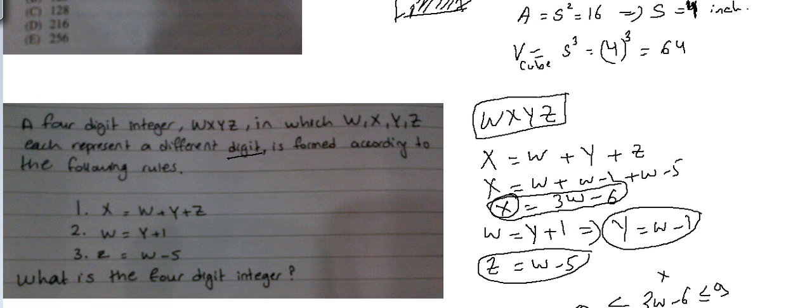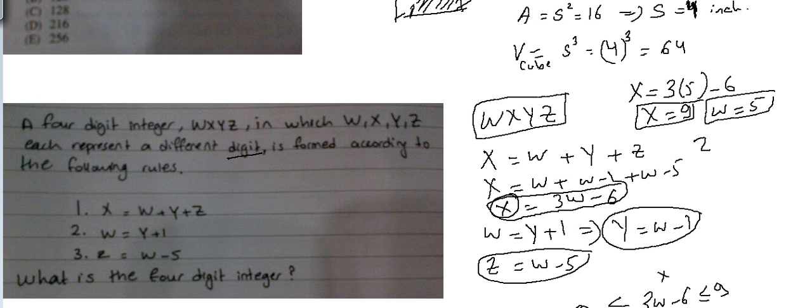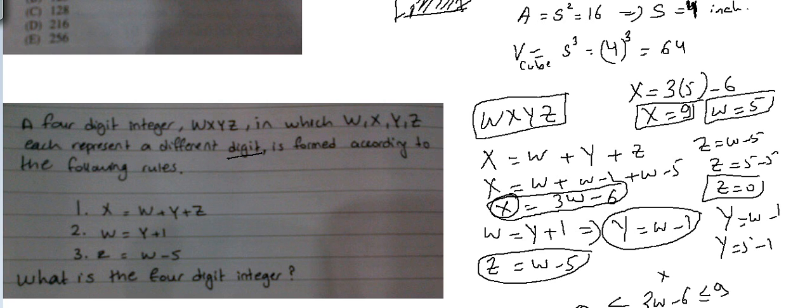This means X equals 3W minus 6, then X equals 15 minus 6, which is 9. W is 5, X is 9, Z is W minus 5, so it is 5 minus 5, so Z is equal to 0. And what else? Y is W minus 1, so Y is 5 minus 1, then Y is equal to 4.